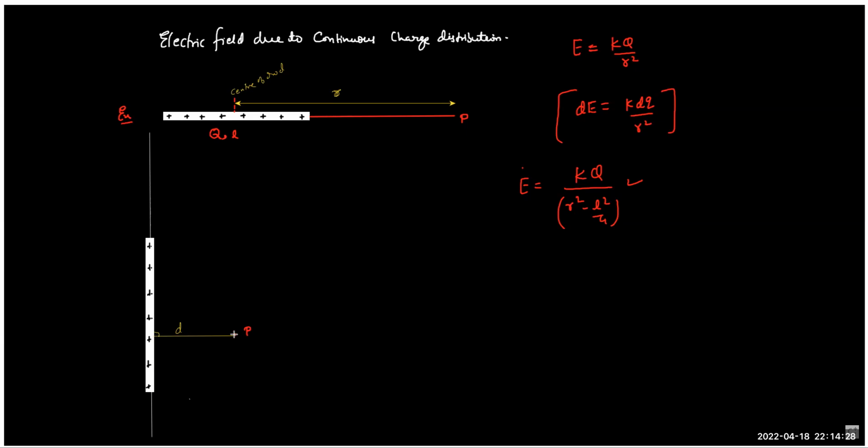And if I join this point to the edges or the ends of the rod, so this we can call alpha and beta.